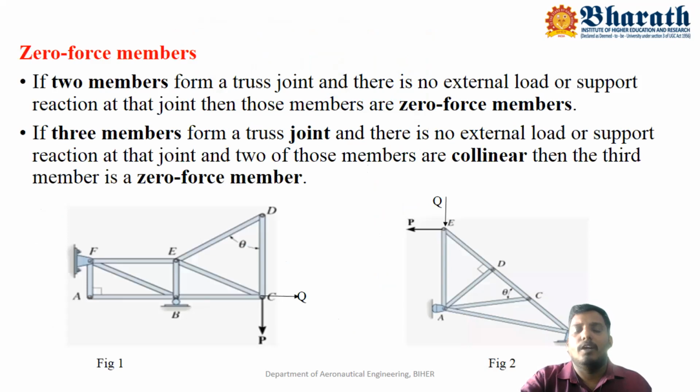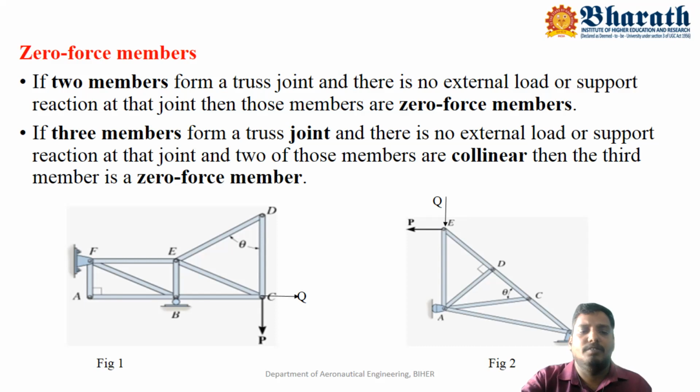Then, while doing the truss analysis, how can we easily identify some of the members which are zero force members? If 2 members form a truss joint and there is no external load or support reaction at the joint, then those members are called zero force members. Or in case 3 members form a truss joint and there is no external load or support reaction at the joint, and 2 of those members are collinear, then the 3rd member will be a zero force member.